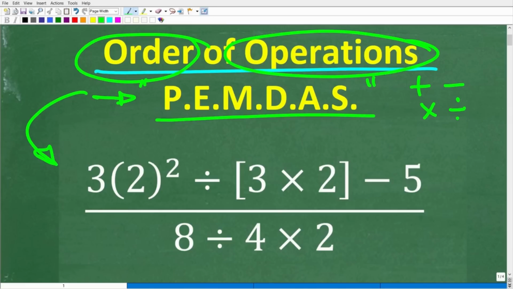All right, now if you want to try this problem, put away your calculator, and the actual problem is 3 times 2 squared divided by 3 times 2 in brackets minus 5, and this is the numerator of a fraction, and the denominator of this fraction is 8 divided by 4 times 2. So if you can figure this out, put your answer into the comment section. I'll show you the correct answer in just 1 second. And then I'm going to walk through and give you a little mini lesson on the order of operations, and we're going to thoroughly review this PEMDAS phrase.